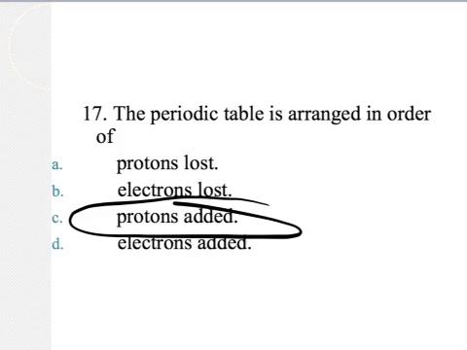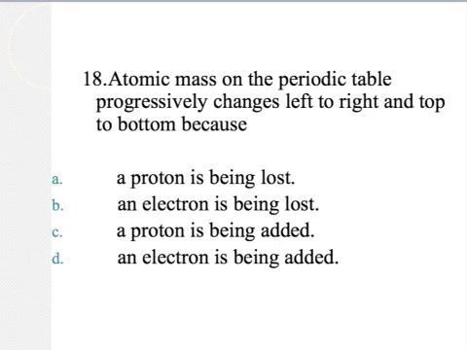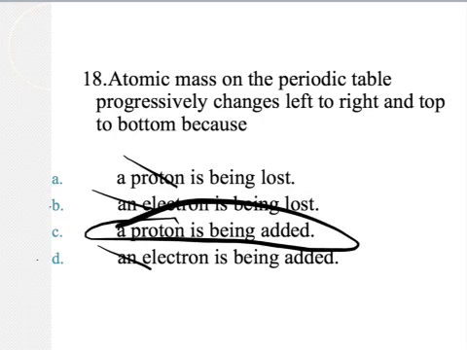Atomic mass on the periodic table progressively changes left to right and top to bottom because, well, again, guys, what did I just say in the previous question? We were adding a proton. Electrons really don't matter. Their mass is negligible. So those two, B and D, are wrong. C, a proton's being added. And if you look at a periodic table, that should make sense. And guys, these questions, you should probably look at one when you're trying to answer them.